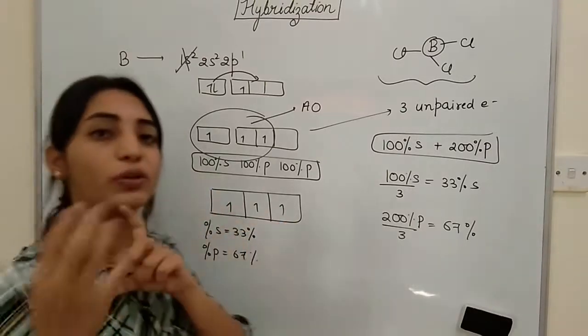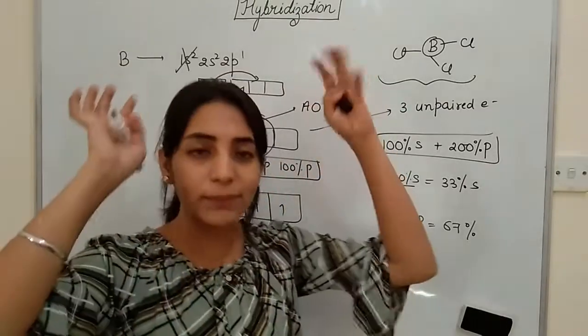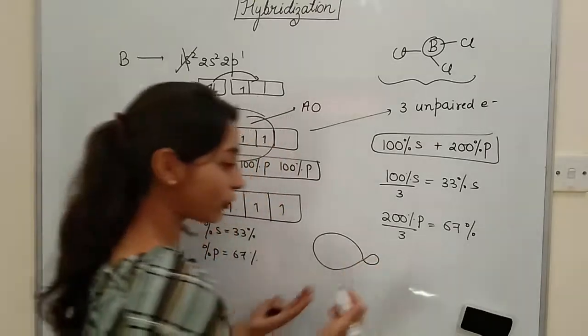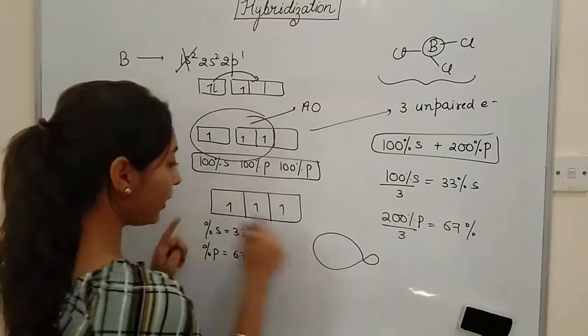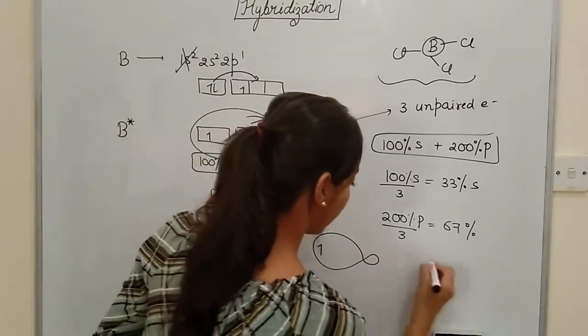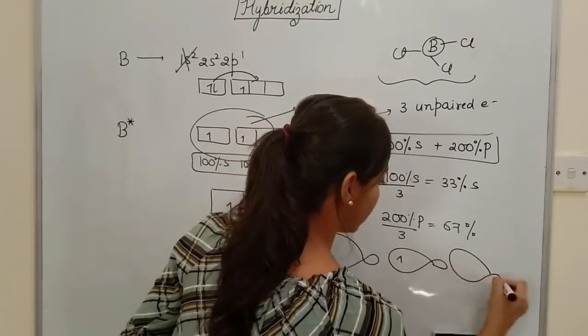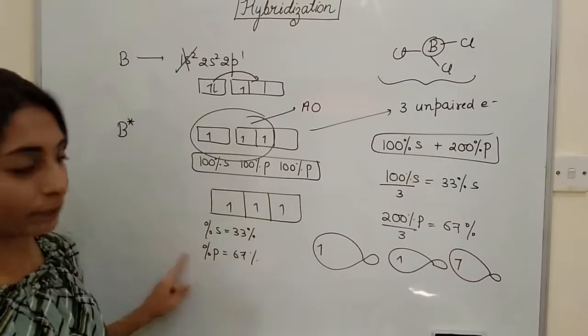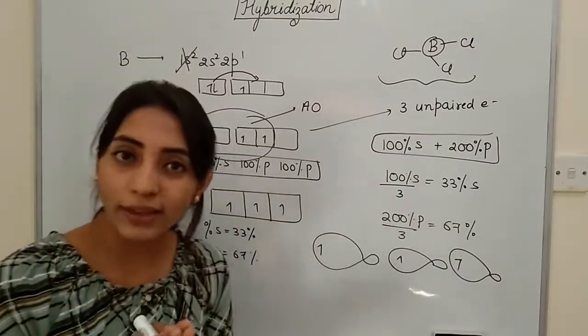Now there is no new shape for hybrid orbitals. It's the same thing that we did in the initial video. Earlier we had done it like this, so I'll write it like this too. 3 hybrid orbitals means 1, 2, 3. All 3 are 33% S and 67% P. So 3 hybrid orbitals are formed.